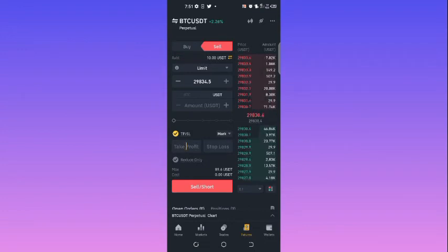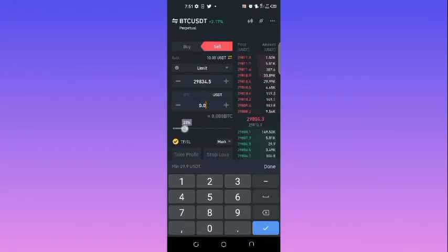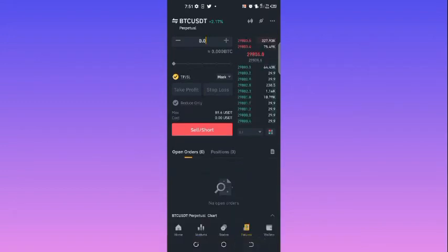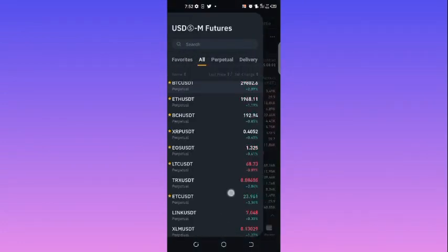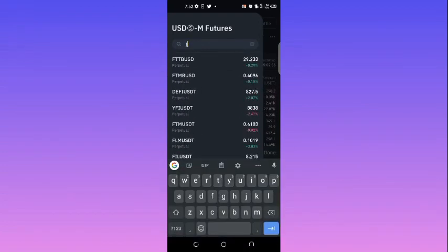Whenever you want to take a short, you want to go short to predict the downfall or the drop in price, same thing. You use your market, you use your limit, you set your price, you fix the amount, you use the leverage adjustment to adjust the leverage, you set your take profit and your stop loss, and you click on sell/short. Now with that being said, I won't like to take my trade on BTC, but rather I will go on FTM.